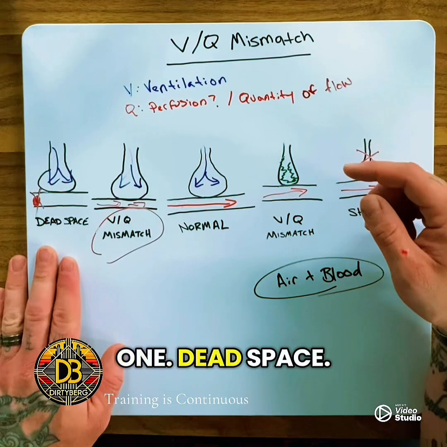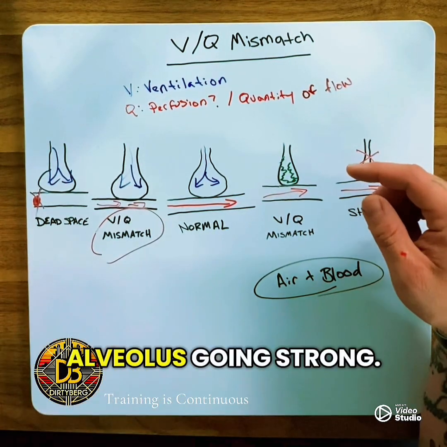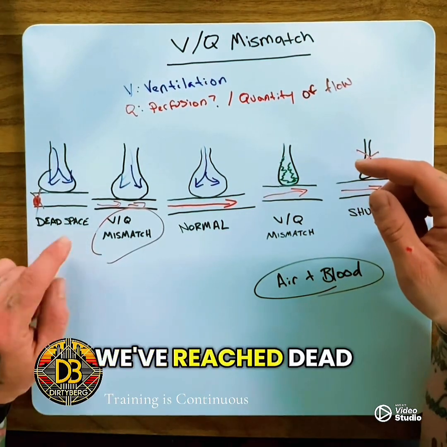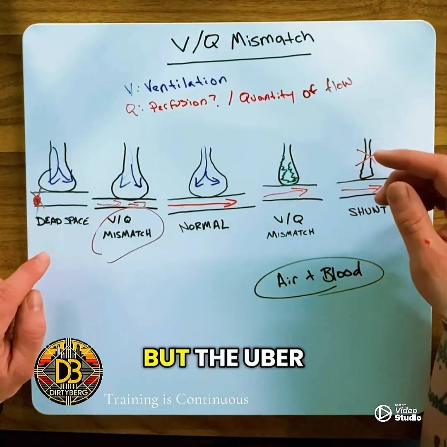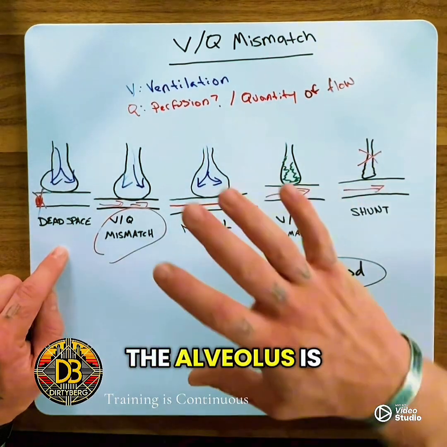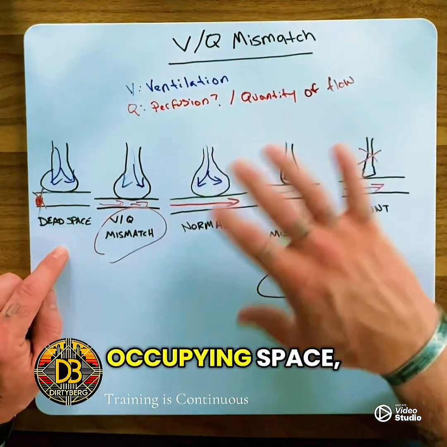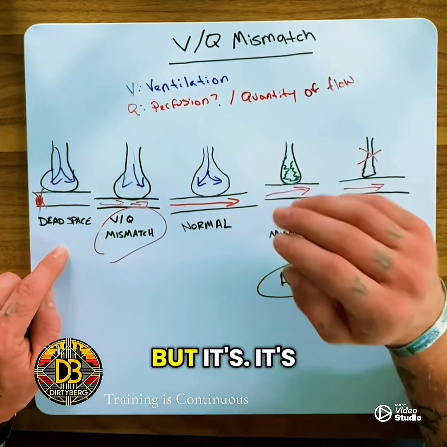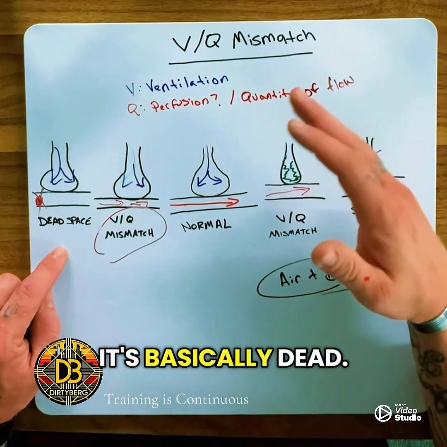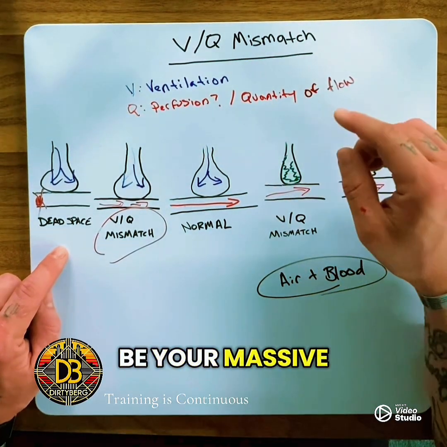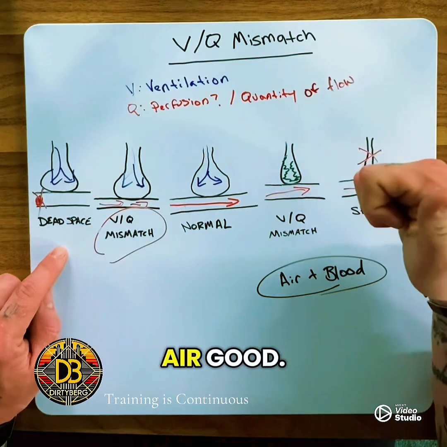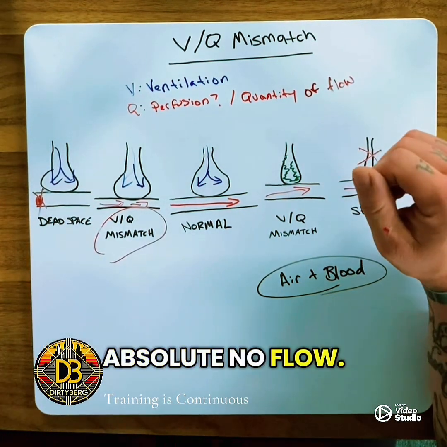And the last one, dead space. Alveolus, going strong. No blood flow at all. Uh-oh, we've reached dead space. The oxygen is there, but the Uber was not there to pick it up. So why is it called dead space? The alveolus is physically there. It's occupying space, but it's contributing nothing. From a gas exchange standpoint, it's basically dead. This is going to be your massive PE patient, your cardiac arrest patient, extreme shock patient, air good, absolute no flow.